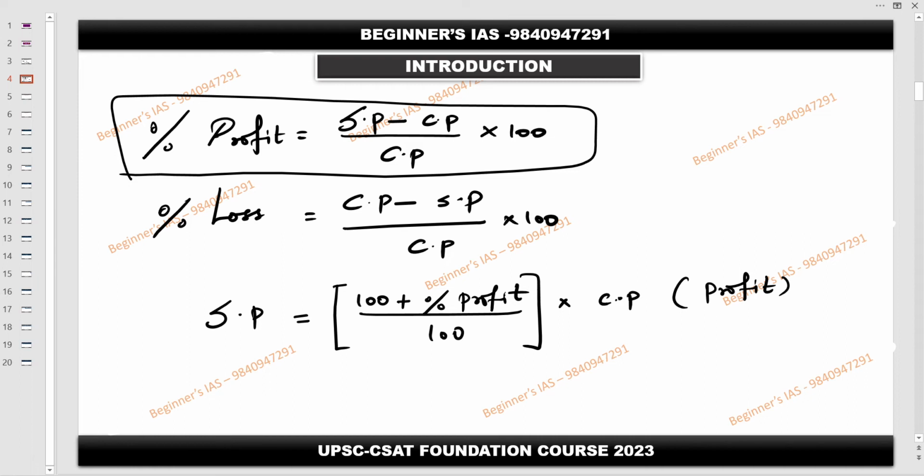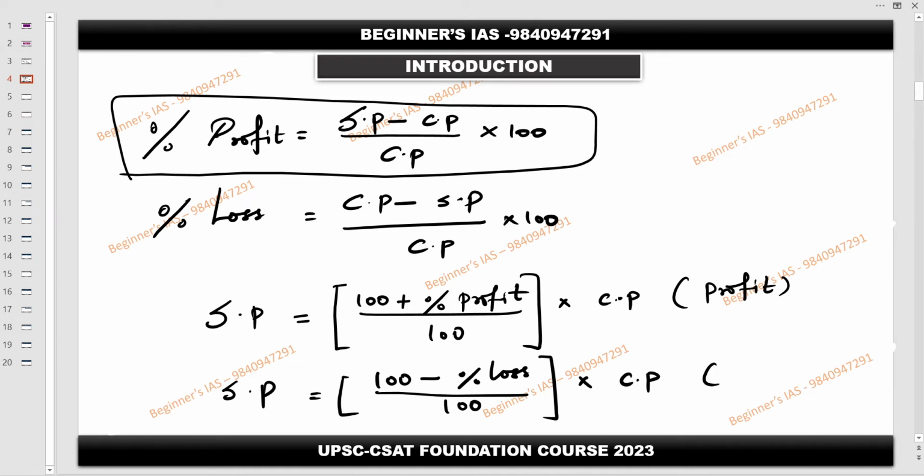Next, suppose a loss happens. Same thing, but loss means minus. Therefore, selling price equals (100 minus loss percentage) divided by 100 into CP. You can use this with respect to your loss.